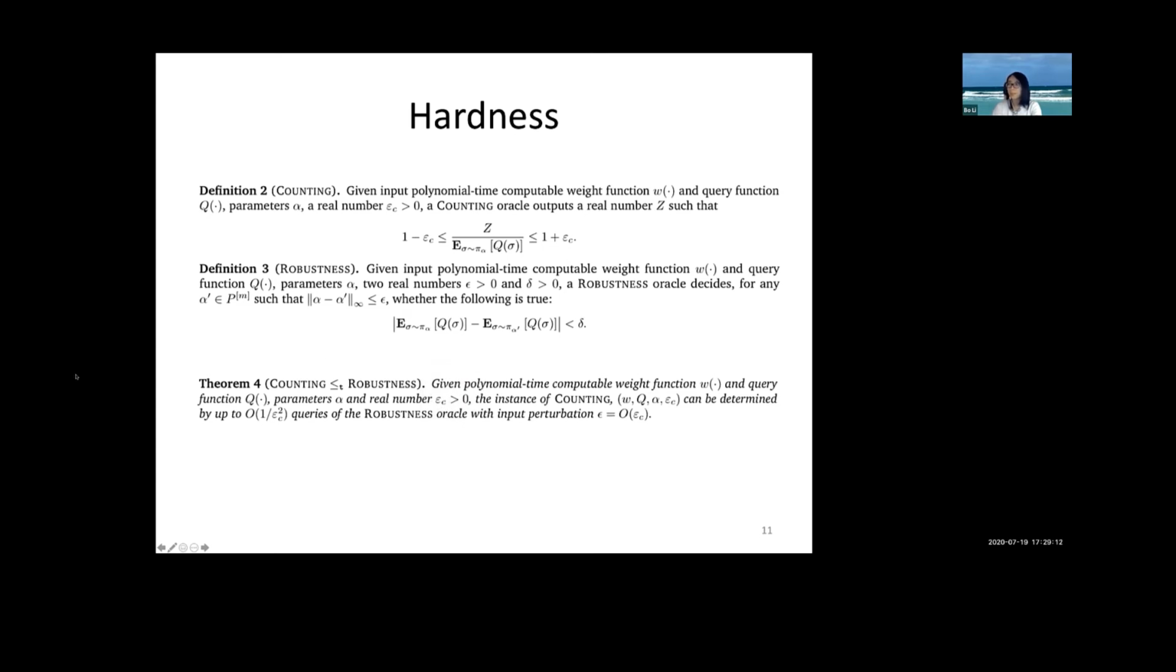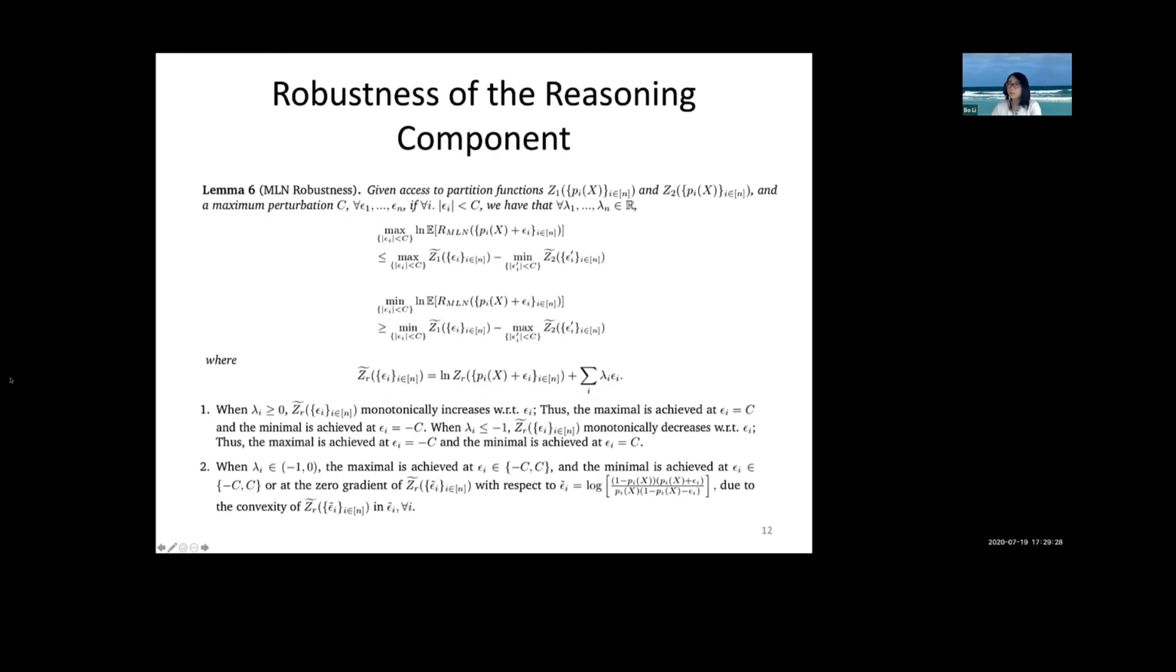Here we can reduce the robustness of the sensing reasoning model to the counting problem, which shows that the end-to-end robustness certification for the sensing reasoning pipeline is #P-complete. However, the good news is that it's still possible to give provable robustness for the end-to-end reasoning component. Even though factor graph inference is #P-complete, given certain knowledge, there are multiple ways to accomplish this.